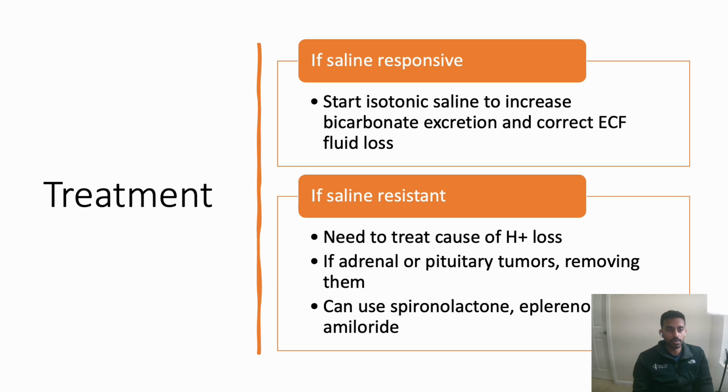So what's the treatment? If you have metabolic alkalosis and it's saline responsive, you can use isotonic saline to increase the bicarbonate excretion and correct the fluid loss. If it's saline resistant, you need to treat the cause of the hydrogen ion loss. If it's adrenal or pituitary tumors, removing them. You can also use spironolactone or eplerenone and amiloride.